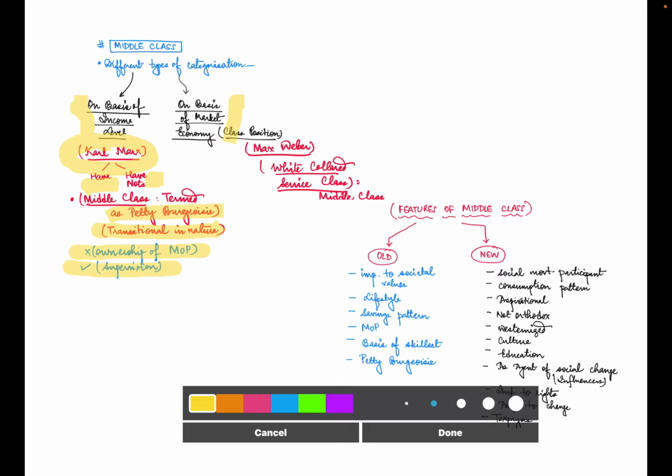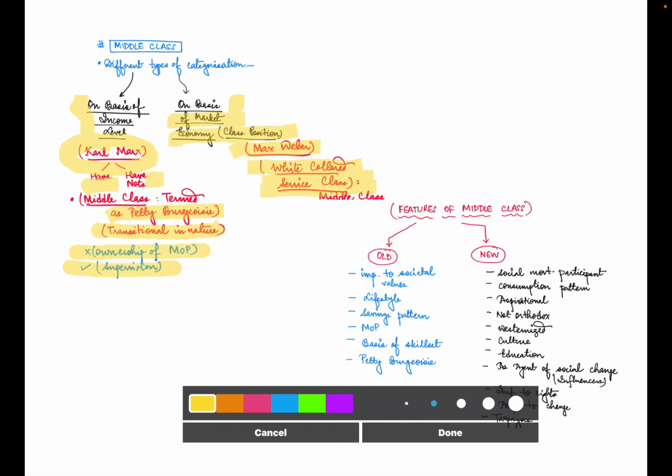And for the market economy on the basis of class position, Max Weber talks about it, right? Max Weber talks about it in the form of the white collared service class. Middle class is the service class. All the services that are provided in the form of clerks in the banks and all, who are they? Do you think they are the capitalists? Or the lower section of the society? No, they are the middle class. They are middle class teachers, we have middle class professors, all these are in the stratum of the middle class. So in this way, link with thinkers like Karl Marx, link with thinkers like Max Weber. It will surely help.